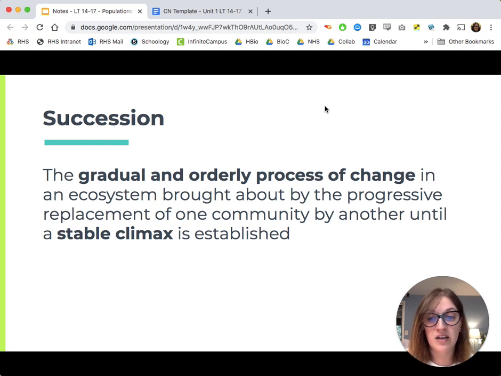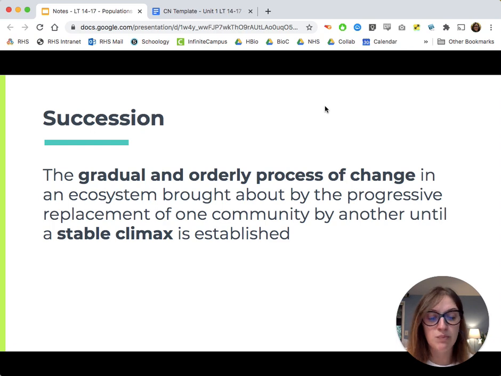Succession is the gradual and orderly process of change in an ecosystem brought about by the progressive replacement of one community by another until a stable climax is established. It's important to recognize that ecosystems change over time, especially after disturbances, like those wildfires and floods and hurricanes we talked about when we discussed density independent limiting factors. So when we think about how ecosystems change, there are new species moving in and leaving at different periods of time.